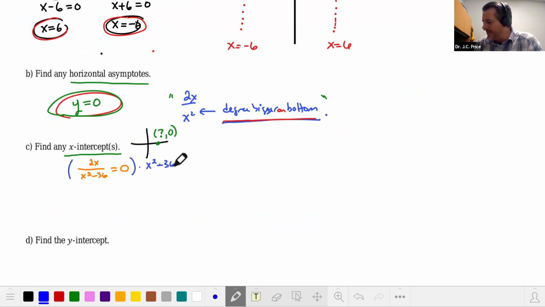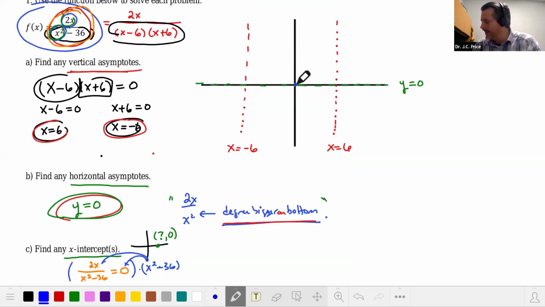And they're very nice because when you clear the denominator, on the right-hand side, it's 0 times it. And 0 times anything is 0. So you basically just have 2x on the left and 0 on the right. And then divide out by 2, so you get x equal to 0. So there's one x-intercept. So I'll come up onto my graph and put, there's my x-intercept.